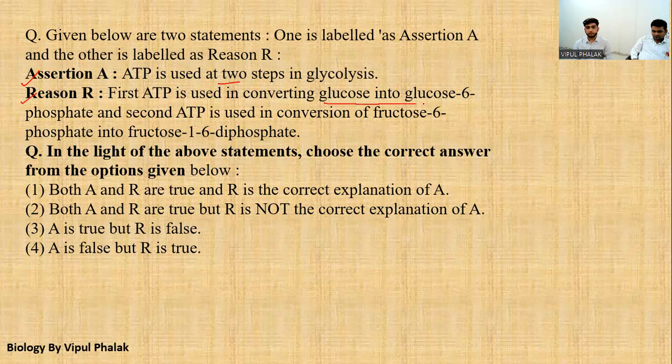Conversion of glucose into glucose 6-phosphate is the first step of glycolysis, and conversion of fructose 6-phosphate into fructose 1,6-diphosphate is the third step of glycolysis. So assertion and reason both are correct, and reason is correct for assertion. Therefore, first option is correct.